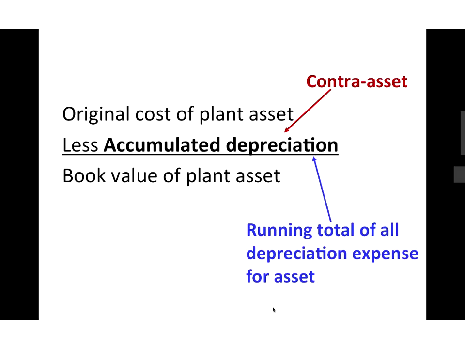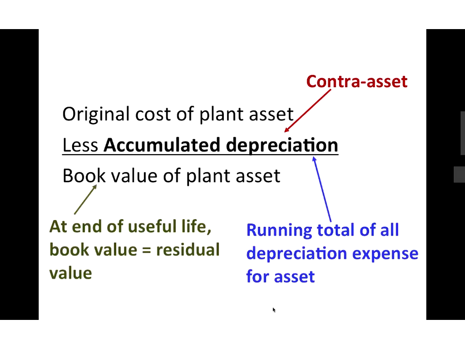Since it is a contra asset, accumulated depreciation has a normal credit balance, and it will always offset plant assets. The book value of a plant asset at the end of its useful life will be equal to its residual value. If an asset has a 0 residual value, then the book value will be 0. Otherwise, it will be its residual value. It'll always be its residual value, whatever that might be.